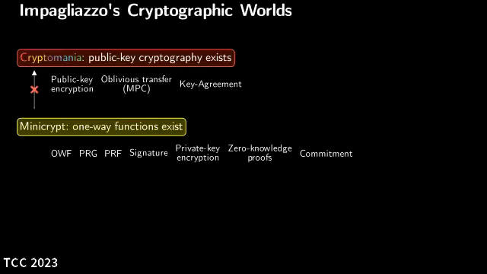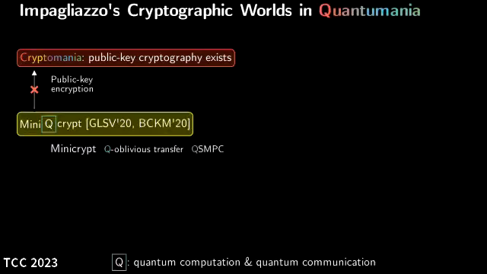So let me start with some motivating questions. We saw this picture, I think, on the first day of the conference. This is the picture of the five cryptographic worlds. We have Minicrypt, where we have one-way functions, and Cryptomania, where we can do all the amazing public key cryptography. And there's some black-box separation between the two worlds.